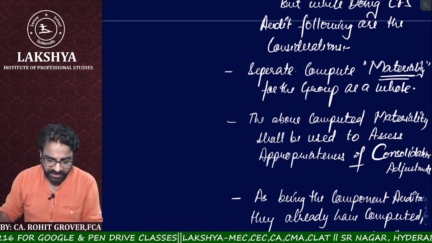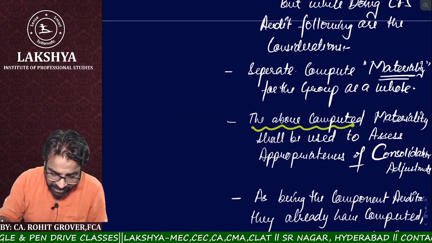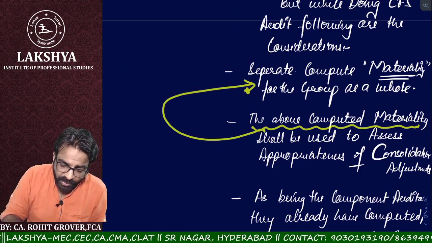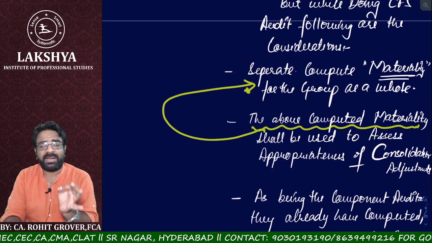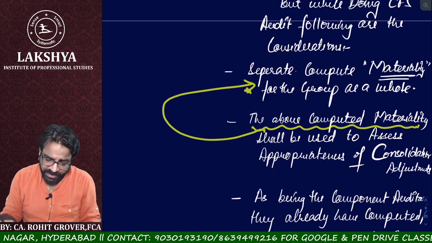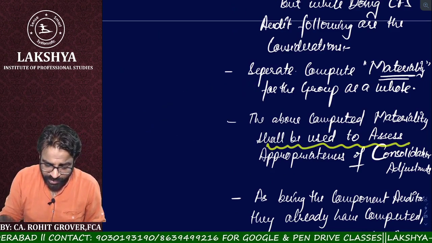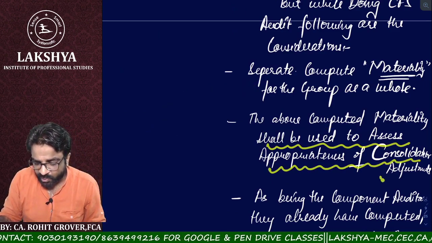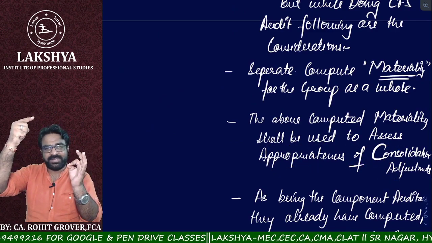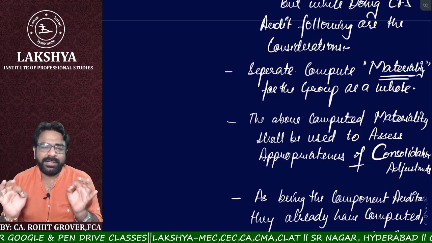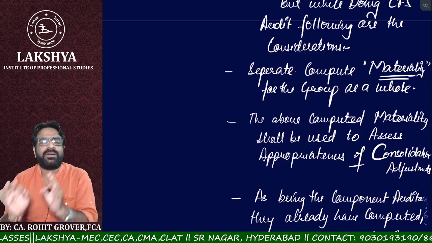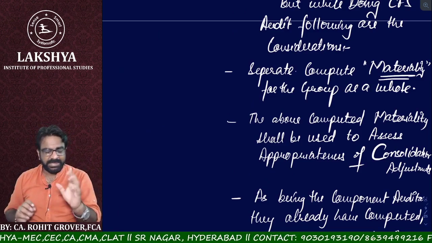Now, read the sentence carefully. The above computed materiality. Now, stop. After that, read this point: separately compute materiality for the group as a whole. Here we are applying the materiality for the group as a whole, or not? So the materiality which we have applied for the group as a whole shall be used to assess the appropriateness of consolidation adjustments. So we have to apply the above computed materiality for the group as a whole to understand whether the consolidation adjustments done by the parent management are appropriate or not, correct or not, good or not. Clear everybody? Yes sir, clear.